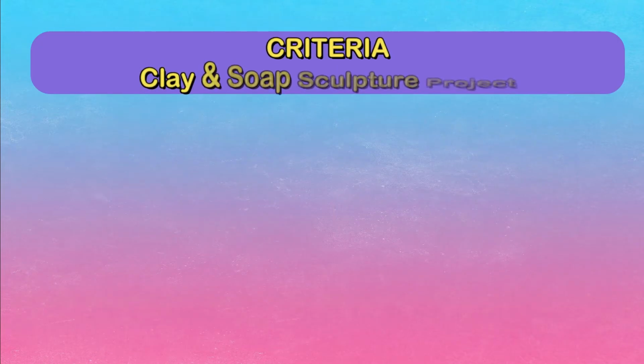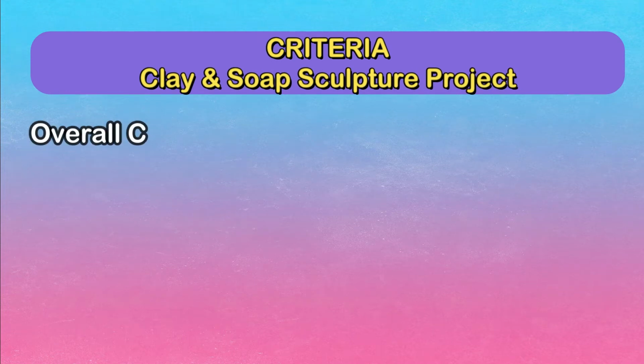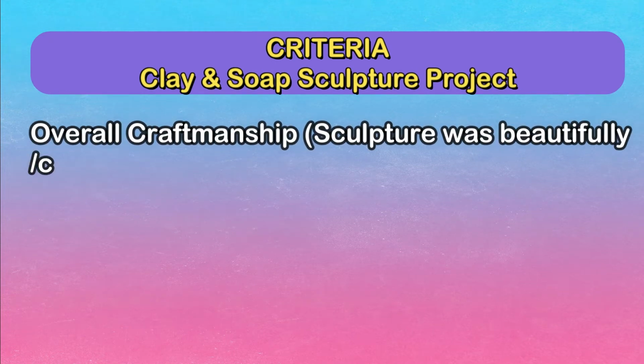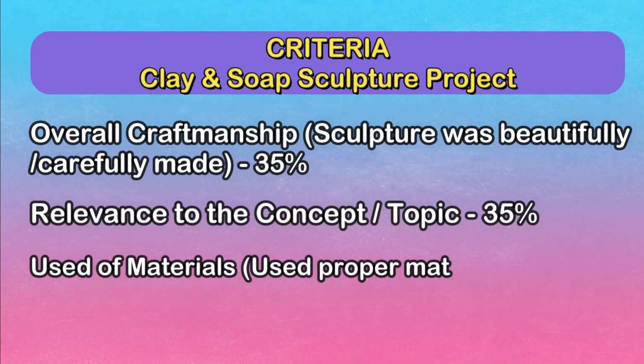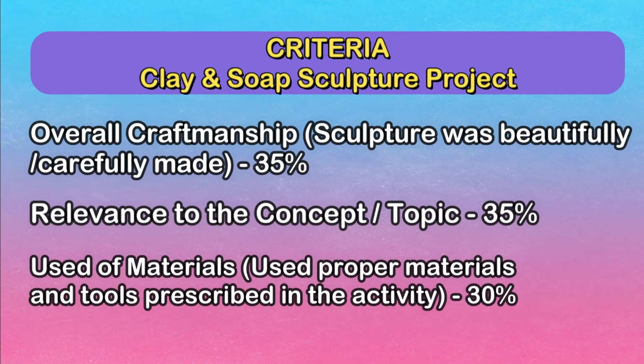Criteria for grading: clay and soap sculpture project. Overall craftsmanship 35%. Relevance to the concept or topic 35%. Use of materials 30%. Total of 100%.